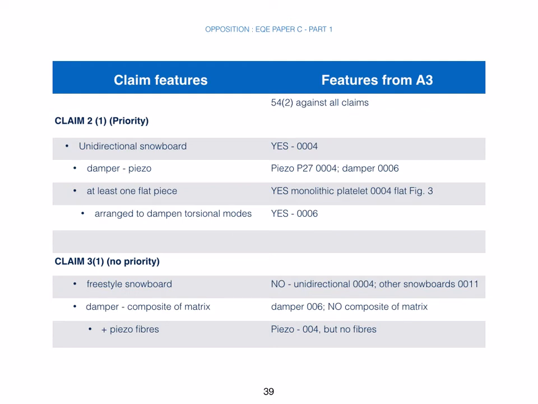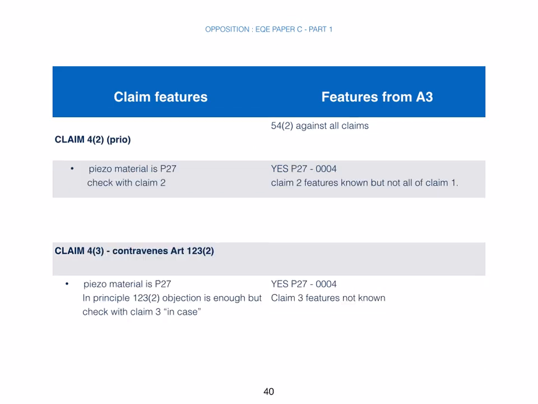Claim 3, is it a freestyle snowboard? No, unidirectional, but it can have other snowboards in paragraph 11. Does it have a damper, which is a composite of a matrix plus piezoelectric fibers? Damper, yes, paragraph 6, but no composite of matrix. Piezoelectric, but no fibers. So we'll continue with claim 4, which is split in 2, as we've seen.